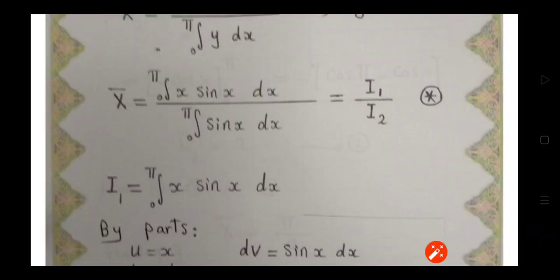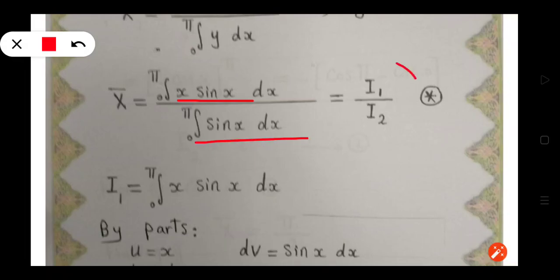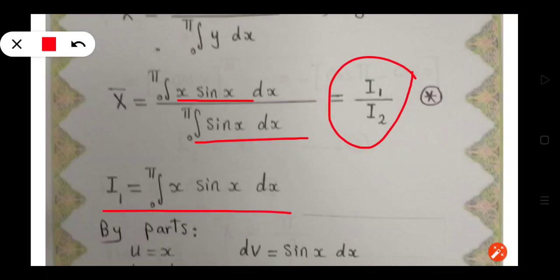So x bar will be the integration of x sine x dx over the integration of sine x. Let it be equal to I1 over I2, and this relation is star. To find I1, it equals the definite integral from 0 to pi of x sine x dx. For this type of integration we can do a simple test: the angle of sine is x, its first derivative is 1, not equal to x, so x and sine x are two main functions. We should use integration by parts.